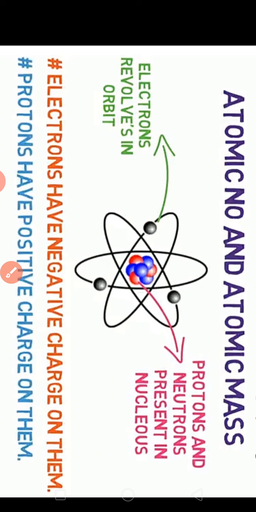Moving to the next page now. Electrons have negative charge and protons have positive charge, which we have already discussed. Next is atomic number. Atomic number is denoted by Z.